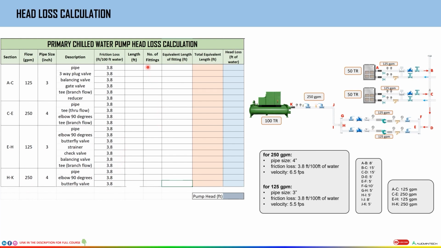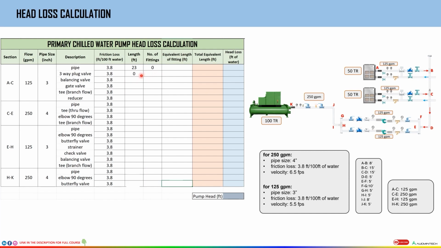Now it's time to calculate the lengths. You see in this section A to C, what is the length? See, A to B and B to C, so 8 plus 15, that's 23. And what are we going to write in number of fittings? Here we are only talking about pipe, so in fitting we'll just mention 0. The three-way plug valve, obviously, will not have any length. The balancing valve doesn't have any length either. Length is only for pipes. So either you'll be putting values in this column or this column, not both simultaneously.